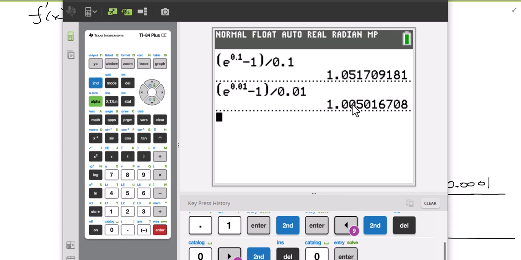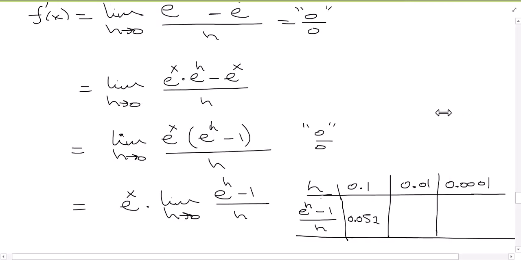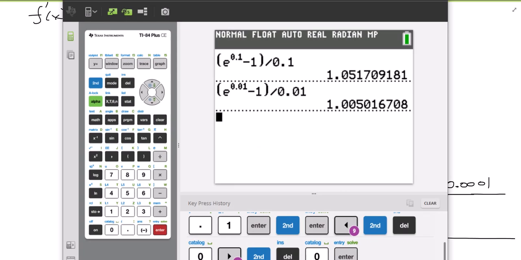So this is 1.005 if I'm rounding to 3 decimal places. Oops, I had a 0 in there, so it should be 1.005. And then when we do it for 0.0001, let's go to our calculator.